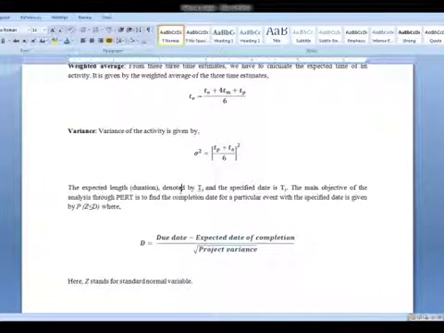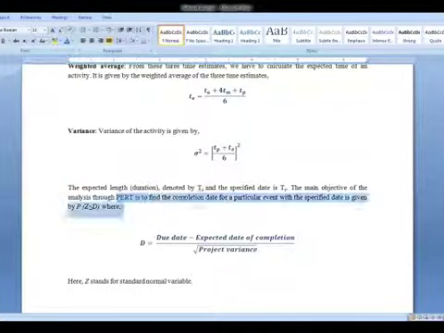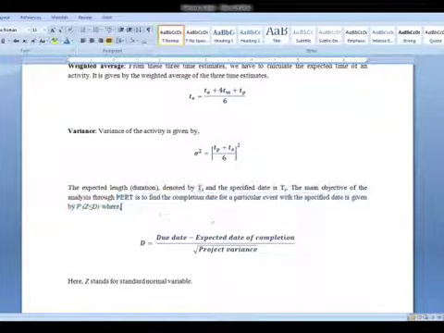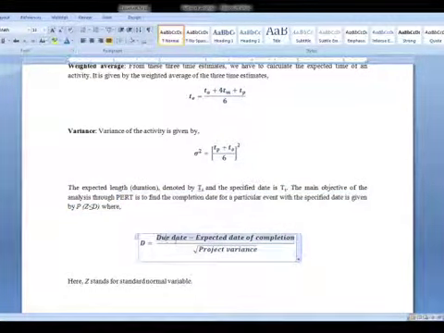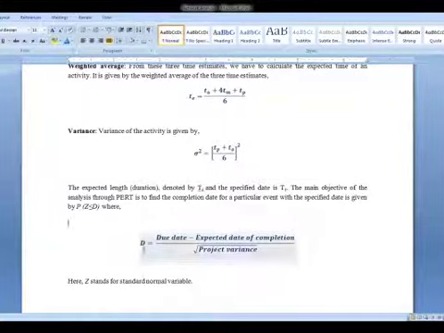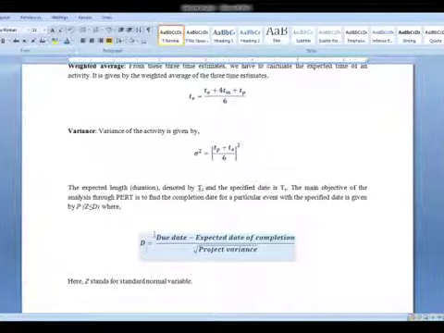The expected length duration is denoted by Te and the specified date Ts. The main objective of the analysis of the PERT is to find the completion date of a particular event through the specified date given. Let's say the due date given for a particular project to complete is 50 days, and you put the CPM and you find out the expected completion date is 36 days. So 50 minus 36 divided by the square root of the variance is given here. You will get a figure, a number, that is Z. That is the expected length duration.